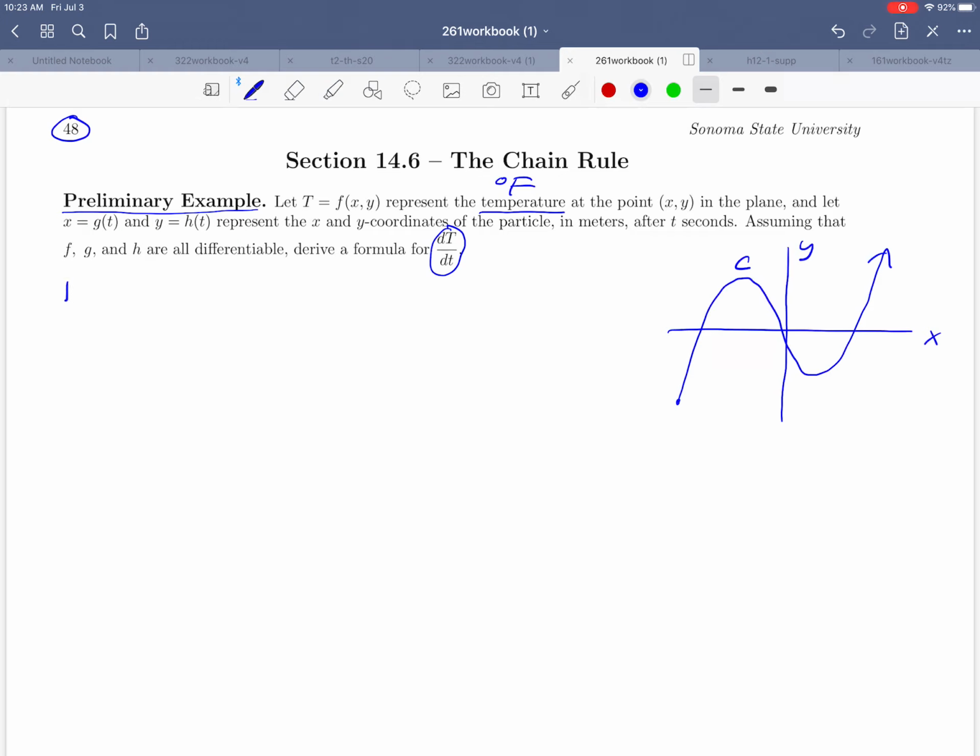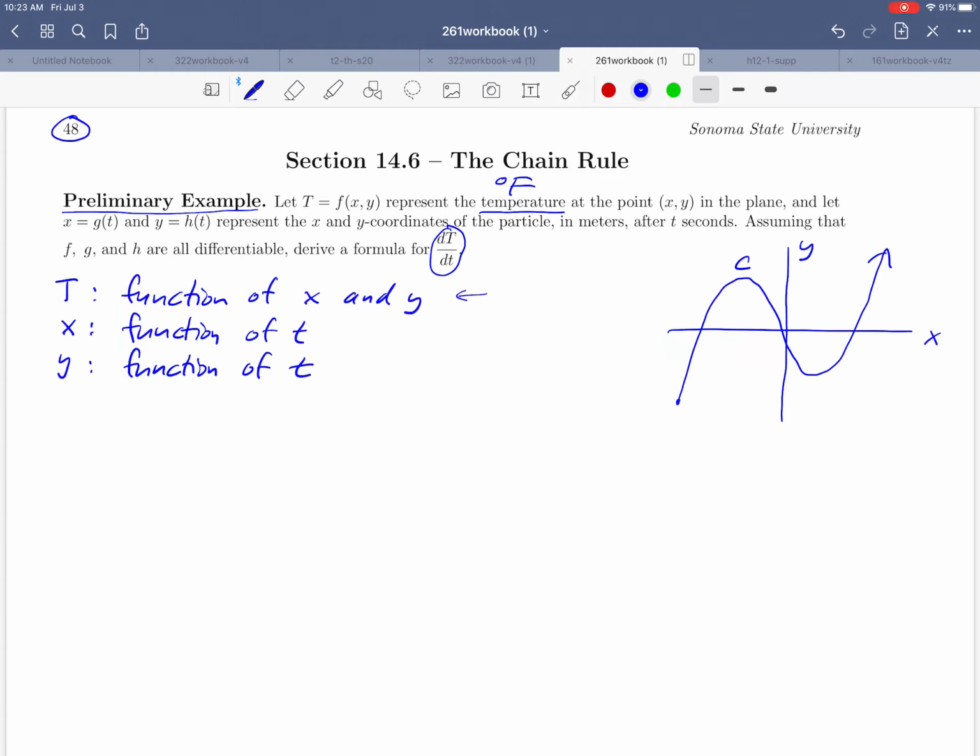So let's start by just mapping out the functions that we have. There's temperature, and that's a function of x and y, our position in the plane. And then we've got x and y themselves, our position, and those are functions of time. So if you're wondering why we're bringing the chain rule into this discussion, this is kind of why. We've got a function within a function, so to speak. T, temperature, is a function of x and y, but then x and y are also functions of another variable. We've got kind of a nesting effect going on.